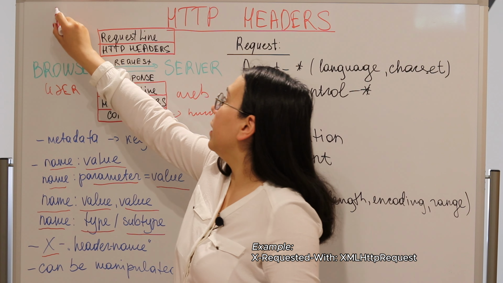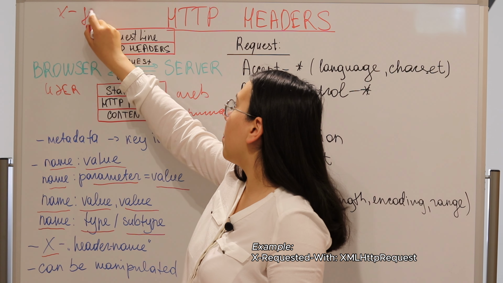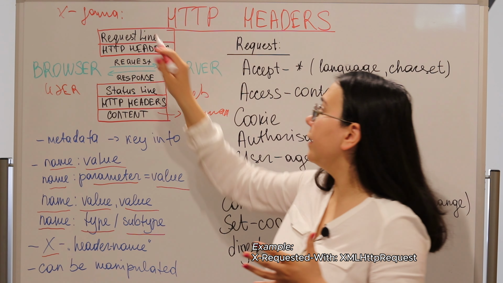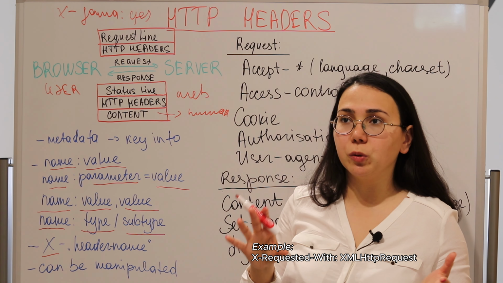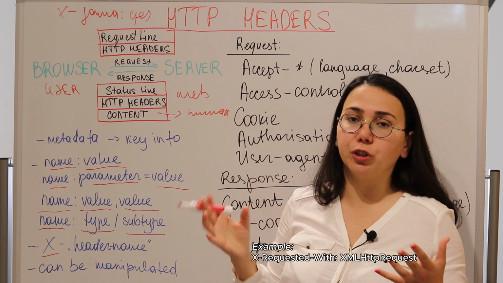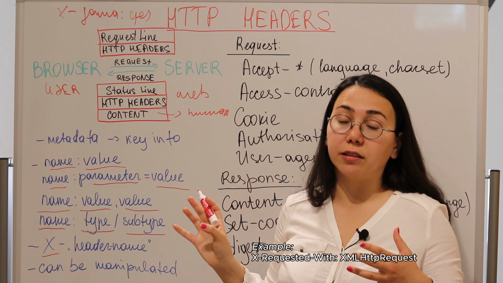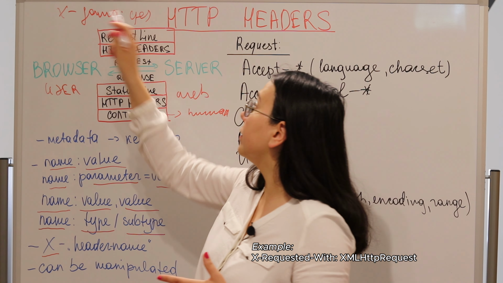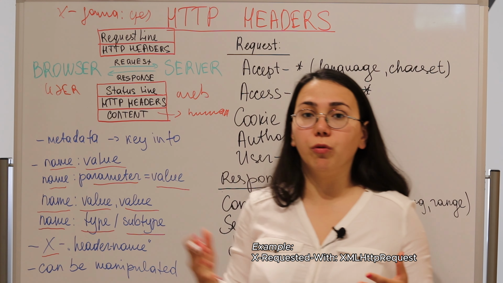So for example, X-Jama. I came up with my custom header on my website. This header says yes if the user accesses from a certain geolocation. This header is added, for example, for users who are accessing from the US; the header will state X-Jama: yes or X-Jama: no, and so on.